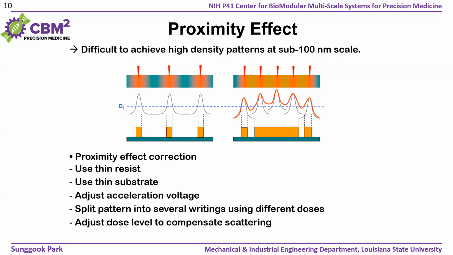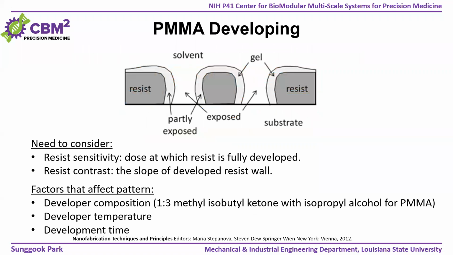Okay, and then now that is not easy. Split the pattern into several writings. The problem is once you write one pattern, one series, and then you want to add the second pattern, there's always an alignment issue. So if the alignment issue is not very critical, then I think that is a pretty good strategy to split patterns into several writings. Okay, and also, you can adjust the dose level to compensate for this scattering effect.